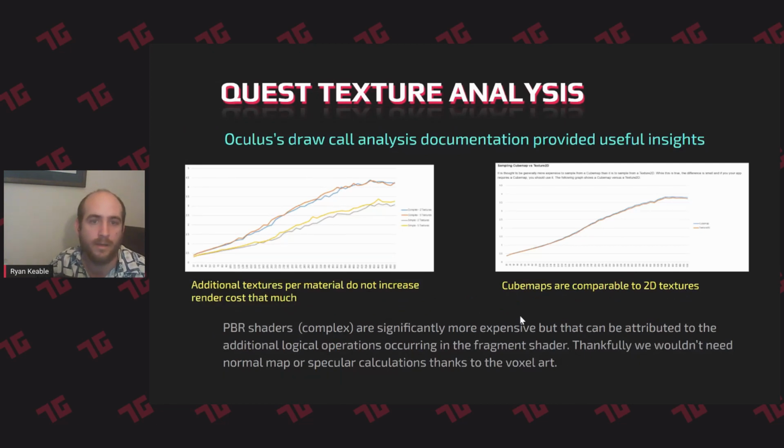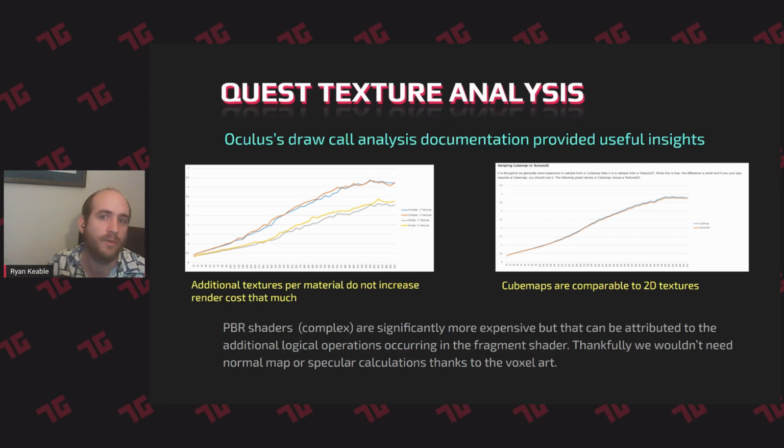Another analysis we found that was really useful to our decision making was inside their draw call analysis documentation. It highlighted all the different use cases for material swapping, texture swapping, mesh swapping, complex and simple materials, and their cost at rendering time.